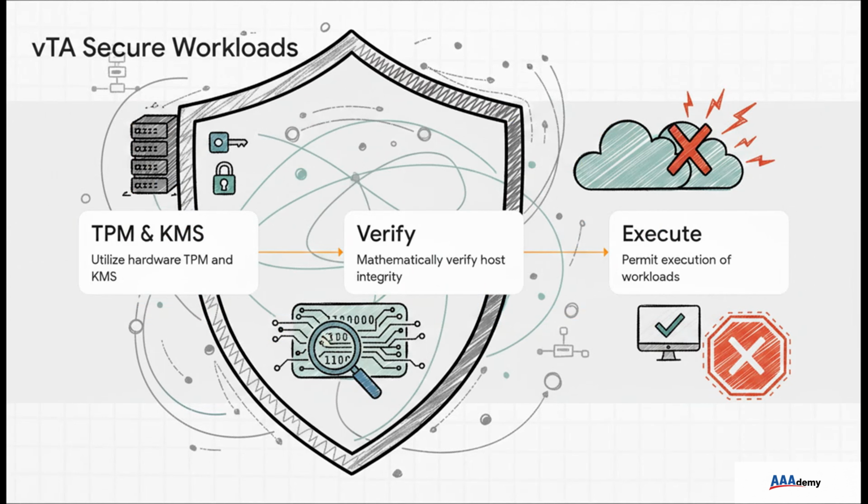Moving down to the bare metal, VMware Trust Authority, or VTA, is incredible. It establishes a strict trusted computing environment by mathematically verifying the actual hardware of your ESXi hosts using a TPM and a key management server. If a host fails this math check, like, say, someone physically tampered with the server motherboard, your highly sensitive VMs will just say nope and absolutely refuse to run there.